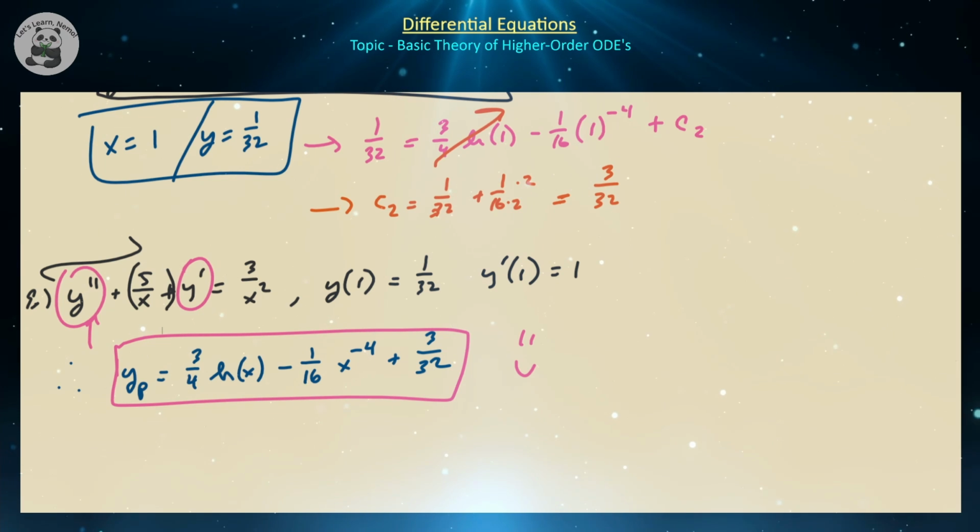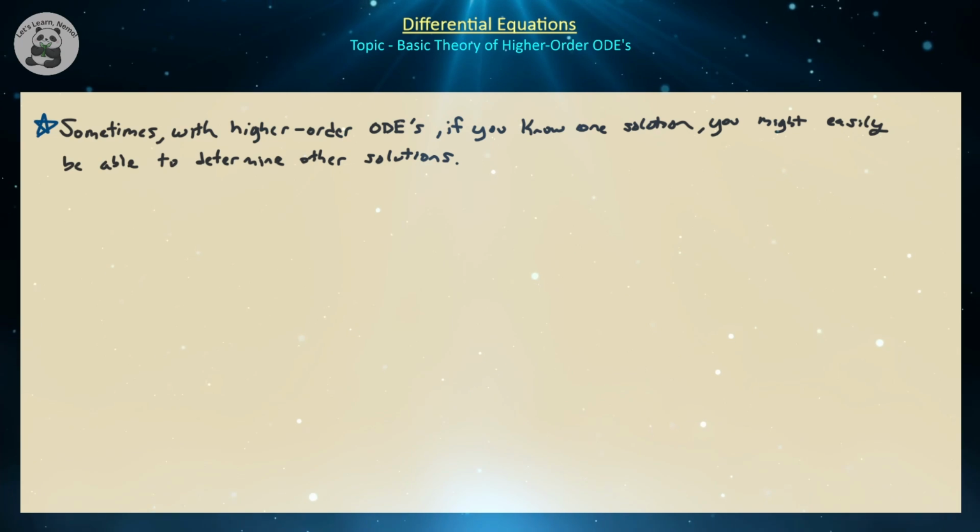So let's look at a few other things that we definitely should know in the general sense. One important principle that you definitely need to know when working with a lot of the basic classes of higher order ODEs, for example, is that if you know one solution, either by observation or maybe guessing or trial and error, you might be able to determine one or infinitely many more solutions that might be related to the solution that you know.